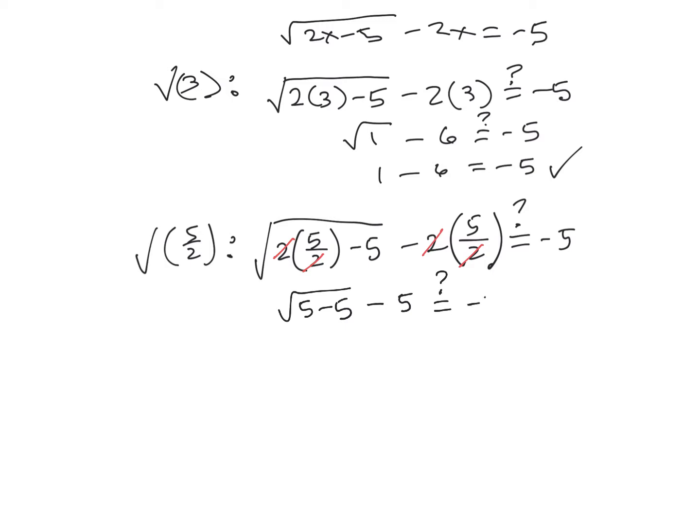Does this equal -5? 5 minus 5 is 0. Square root of 0 minus 5. This is going to work, right? Because 0 minus 5 is -5. Boom. It checks. And so since both 3 and 5 over 2 checked, my solution set correctly is both of them.